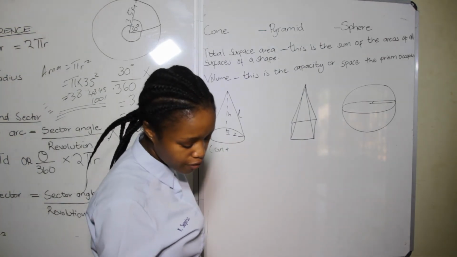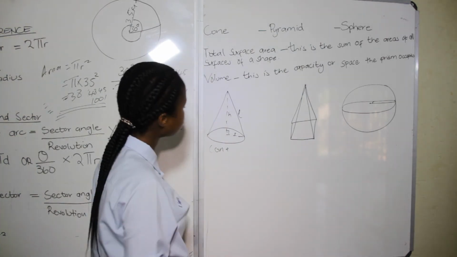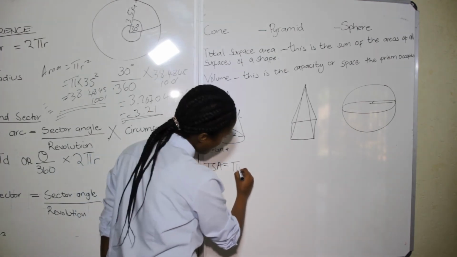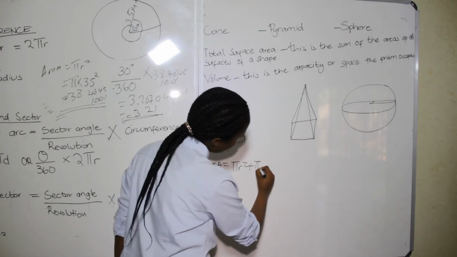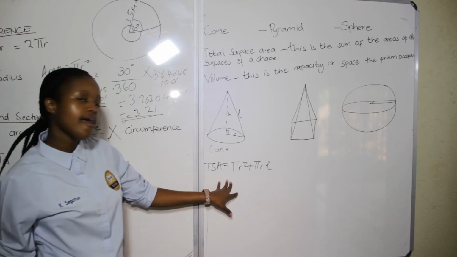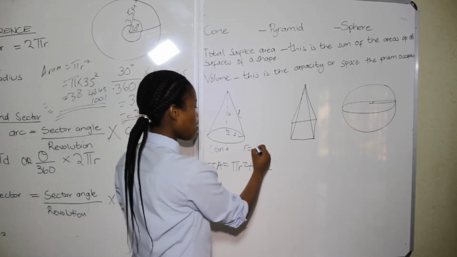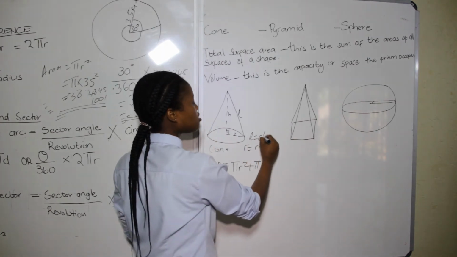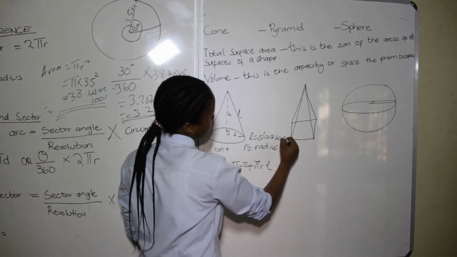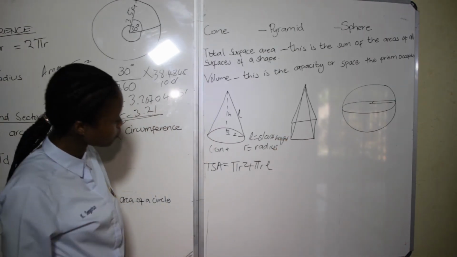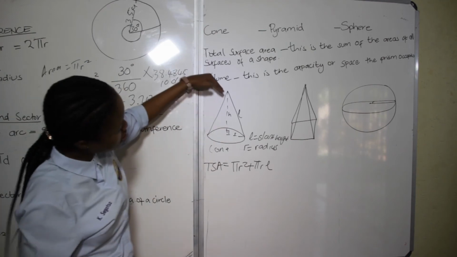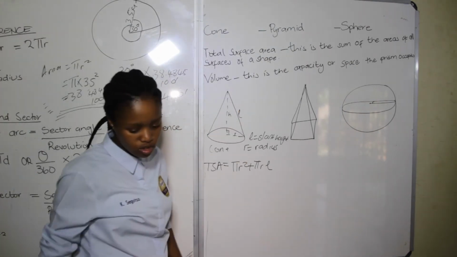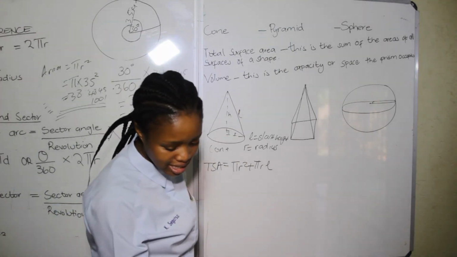Our formula for the cone, to find the total surface area of a cone, says total surface area equals pi r squared plus pi r l. Our r in this case is our radius. And our L in this case, we call it the slant height. The slant height. You see this height, it's slanting. That's why we don't say it's just a height. It's slanting. So that's why we call it our slant height.